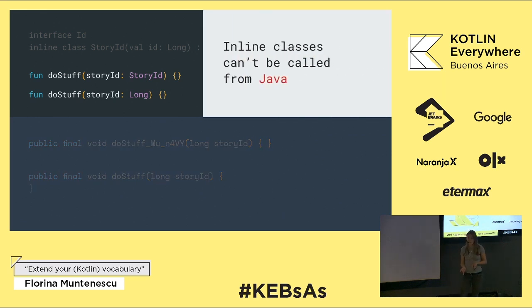But the disadvantage of this is that this mangling isn't recognized from Java. So if you're in the process of migrating your code from Java to Kotlin, you can't use inline classes that are being used in the Java code because it just won't compile.